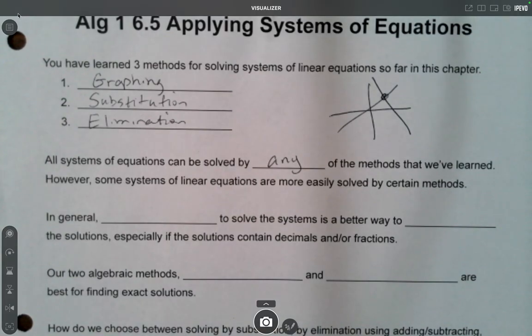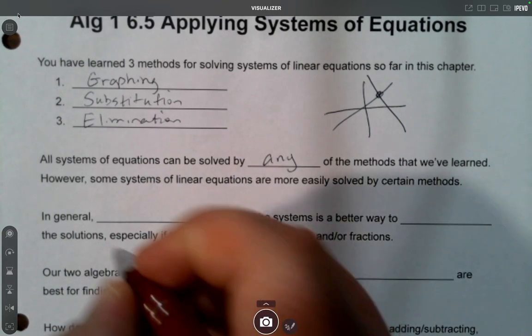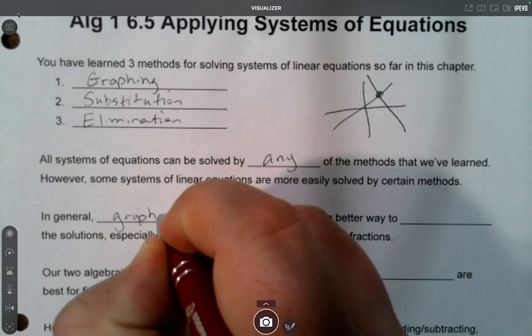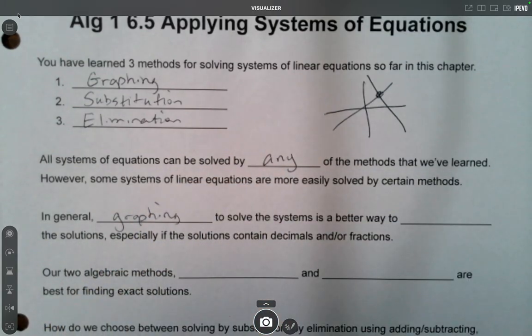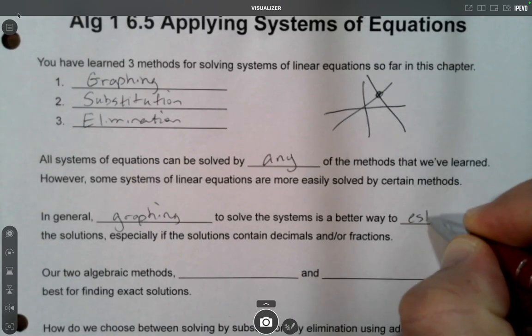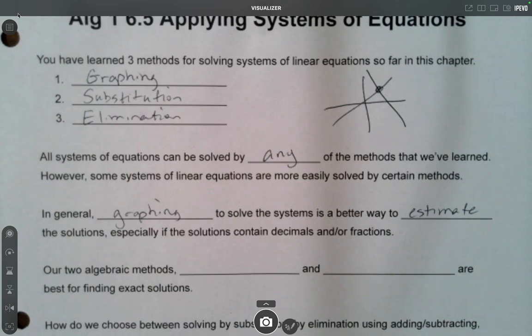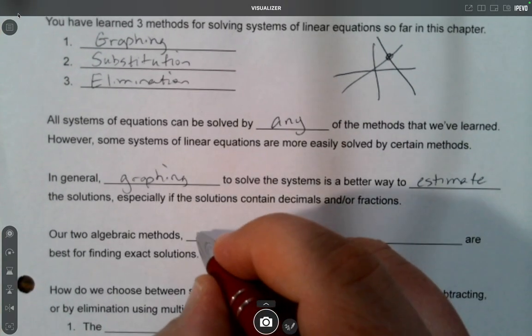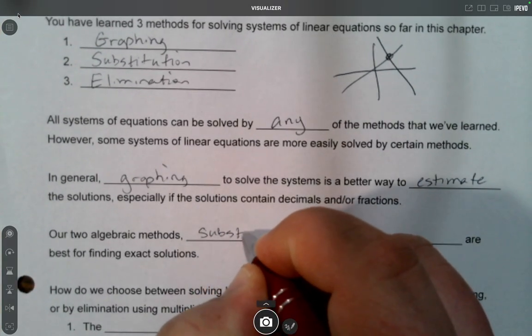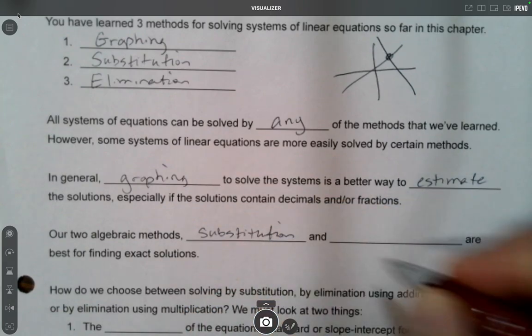So, in general, graphing to solve systems is a better way to estimate the solutions, because while I said at this level of math we're most often going to have whole numbers, there will be times later in your math lives where plenty of solutions will be in fraction form or decimal form, and you can still get an estimate of the answer with graphing, but you won't be able to tell it as exactly. So the exact solutions are best found using substitution and elimination.